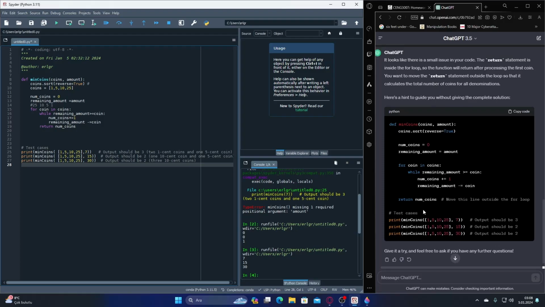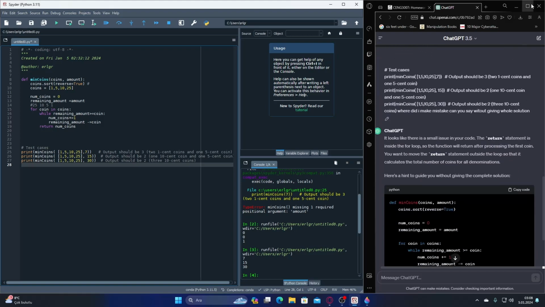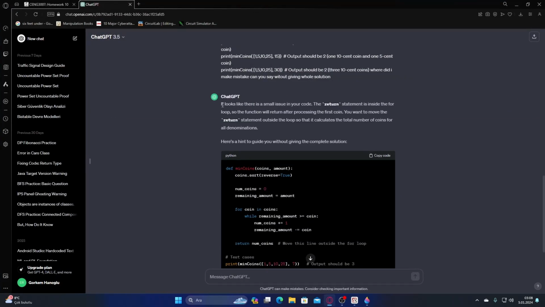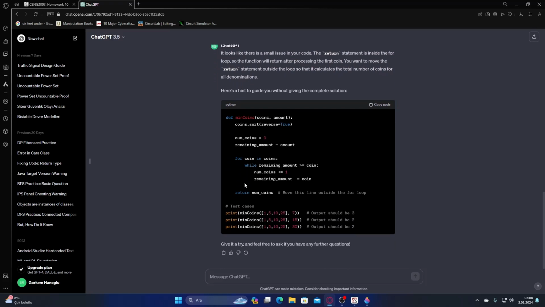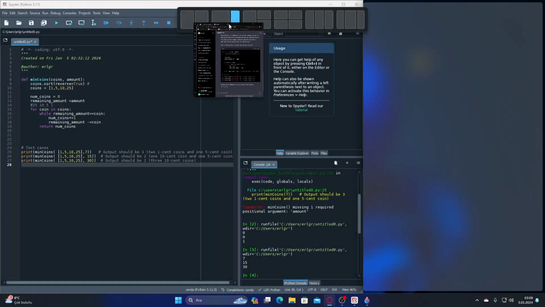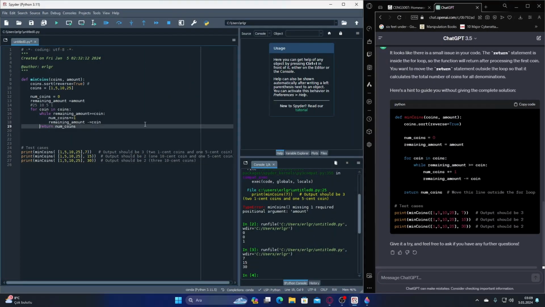Okay, hello again. I couldn't find the solution, then I asked ChatGPT, and it says to me it looks like a small issue in your code. The return statement is inside the for loop, so that function will return after processing the first coin. You want to move the return statement outside the loop. Yeah, as always, I made an error in the return statement. It's just a simple error, but it's annoying anyway.